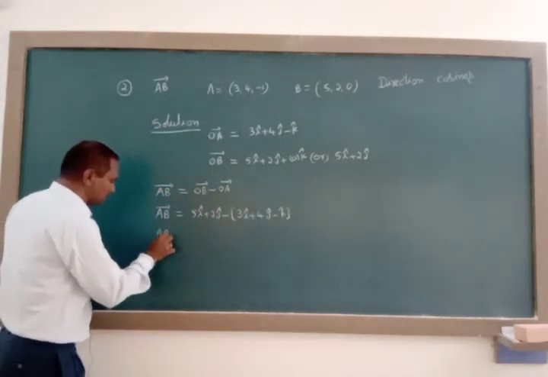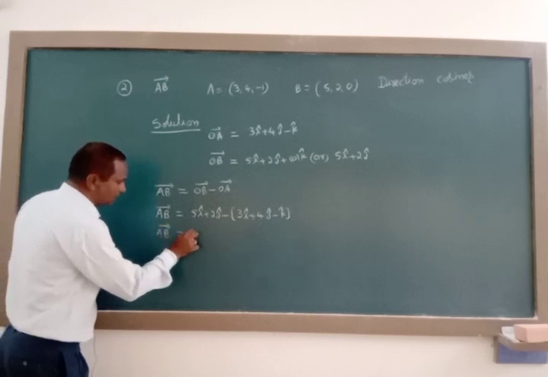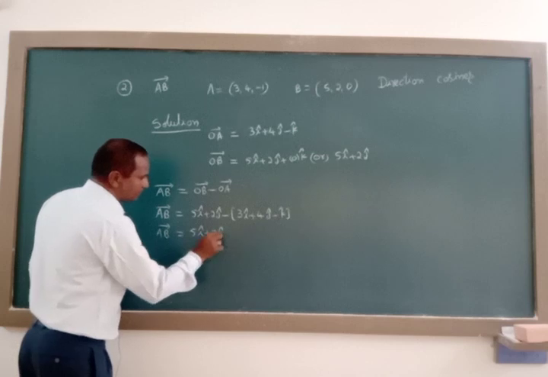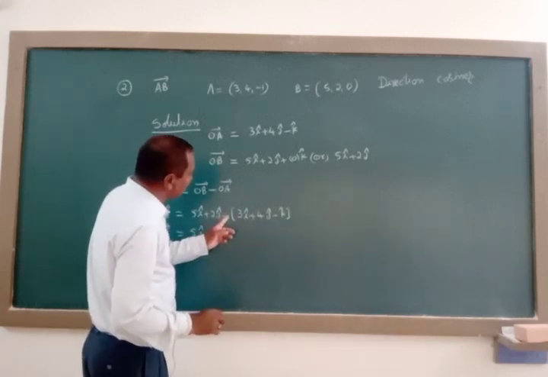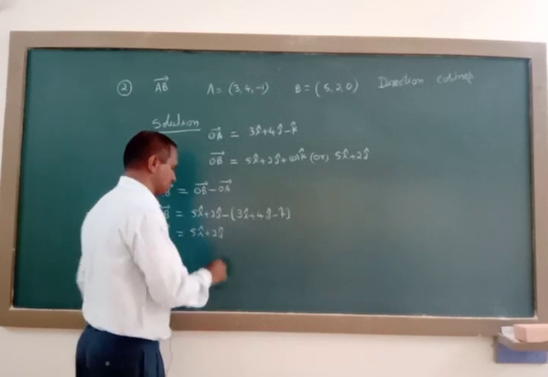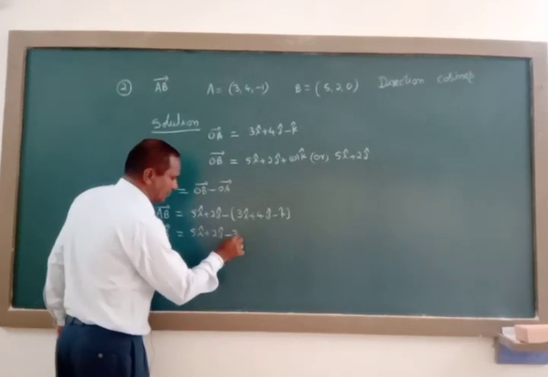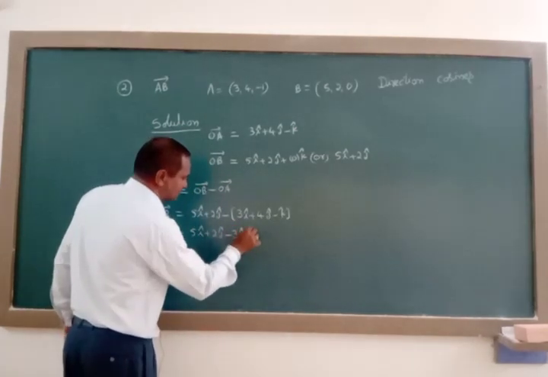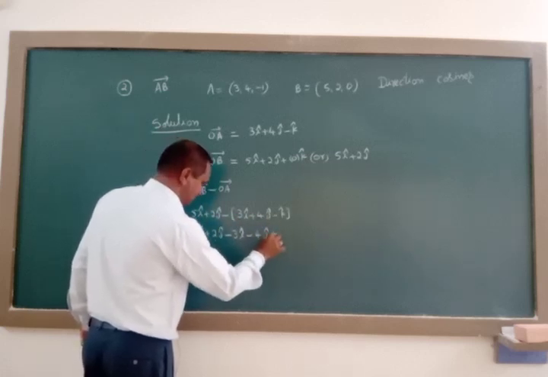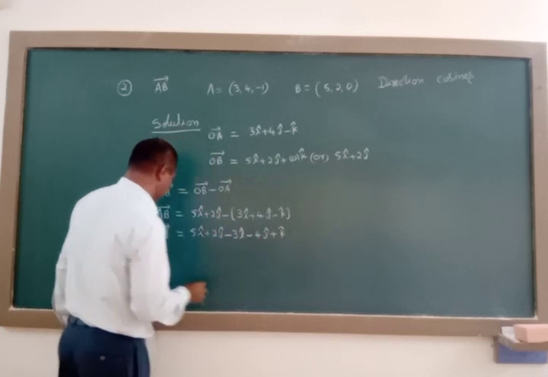AB bar is equal to 5i cap plus 2j cap. Open the bracket with the help of minus, then all the symbols of this bracket part will be changed. Minus 3i cap, minus into plus minus 4j cap, minus into minus plus k cap.